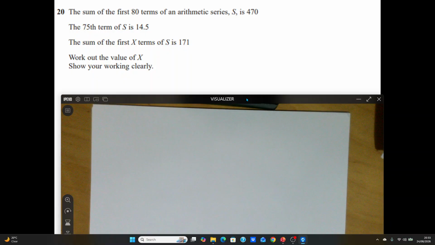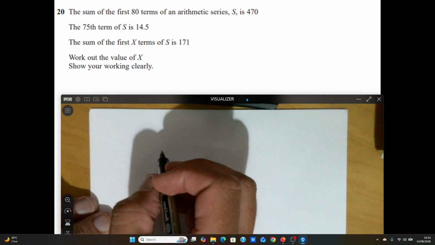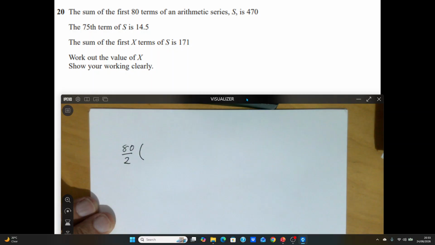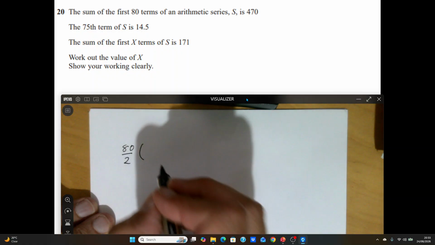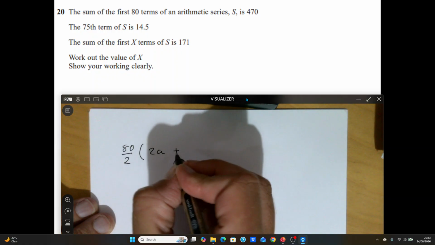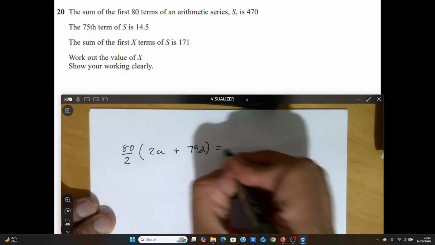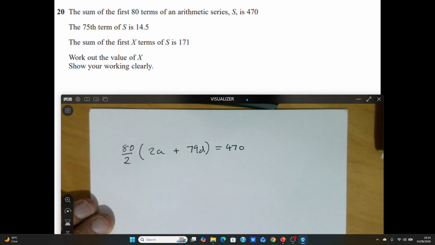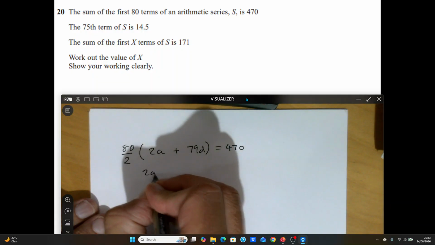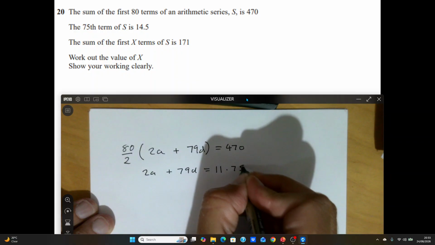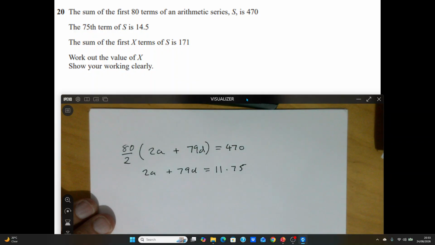As soon as I see a sequence question, I normally tend to think on IGCSE, am I going to end up with two simultaneous equations? So what it's telling me is 80 over 2, because there are 80 terms, times 2 lots of the first term, if you think about it, plus 80 minus 1, 79 lots of differences, equals 470. So that's what the first line is telling me. So this can then become, if I divide through by 40, my first simultaneous equation.